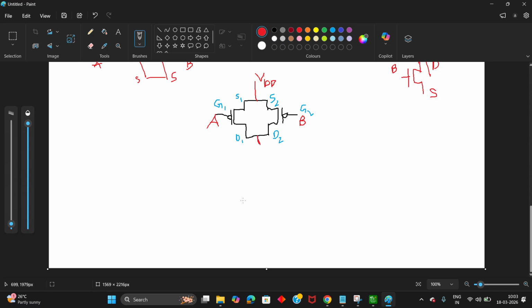Now let us draw the pull down network. In the pull down network we are going to have two NMOS transistors. Why? Because we have two inputs, right? So we are going to have two NMOS transistors. Let me draw two NMOS transistors. Okay, this is the first NMOS and this is the second NMOS.